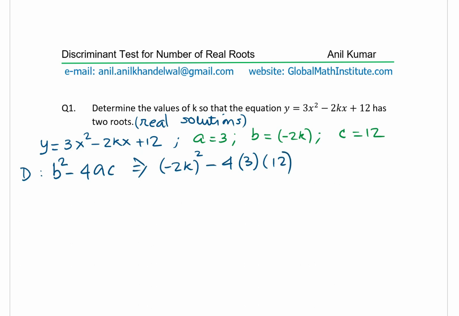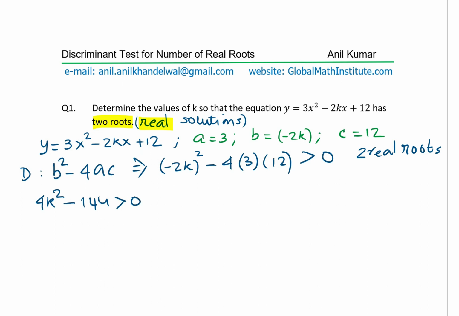Since we are looking for two real roots, this should be greater than 0. That will give us two real roots. Within the square root, if you have positive things, we get two solutions. So let's try to solve this particular inequality. We have here 4k squared minus 144, which is greater than 0.